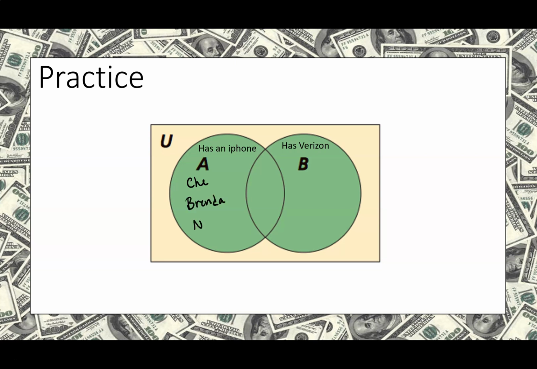And let's say Nate has an iPhone, but not Verizon. Let's say Parker has Verizon, but he has a different phone other than an iPhone, maybe an Android or something. And same thing with Nadia. Let's say Nadia has Verizon, but she's got an Android as well. In the middle, we've got Abe, Braden, and John. These are the people that have both an iPhone and Verizon.